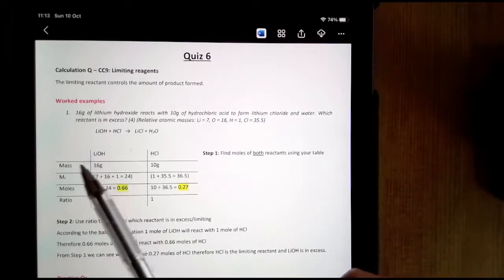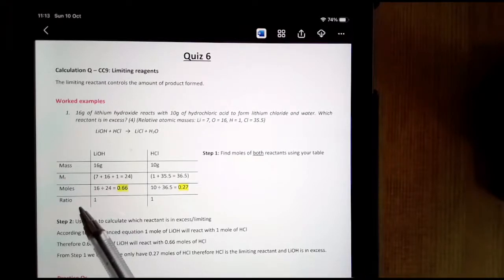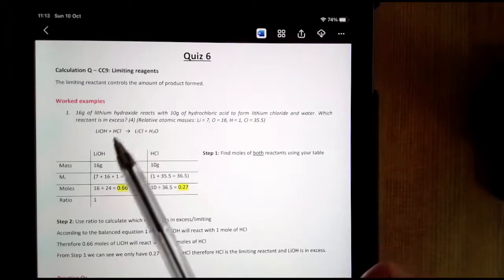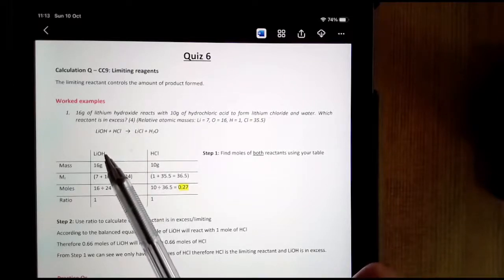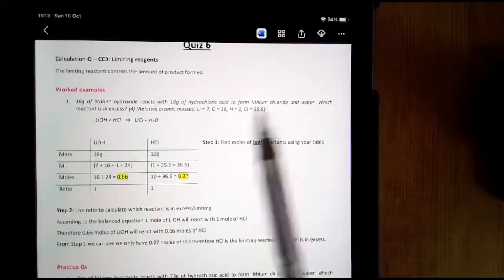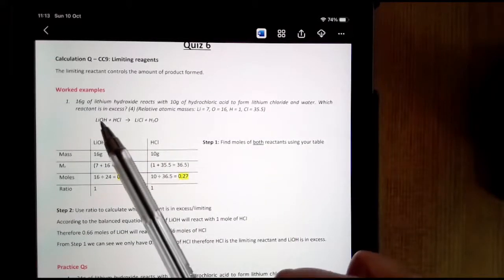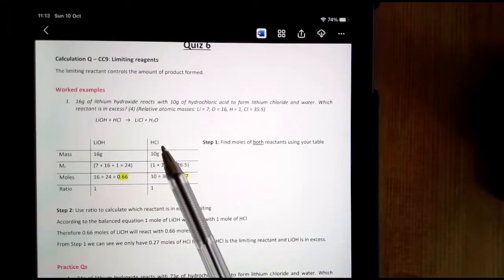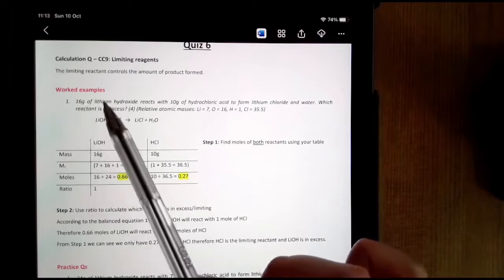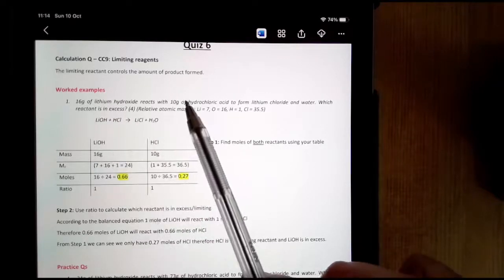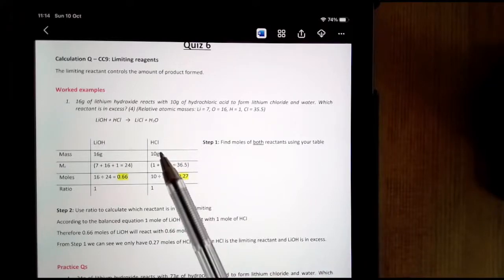So if I look at my table, I've drawn it out like I've done before: mass, formula mass, moles, and ratio. I'm given information about lithium hydroxide, LiOH, so I put lithium hydroxide in my table. I'm given information about hydrochloric acid, HCl, so I put HCl into my table. And again, I write that formula exactly the same way as it is in my balanced equation. I'm given the mass of lithium hydroxide, 16 grams, and the mass of hydrochloric acid, 10 grams, so I fill those in.